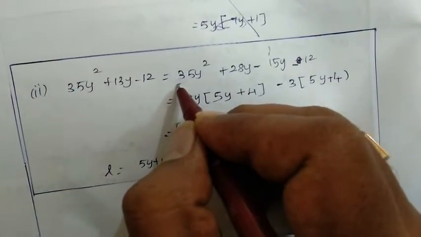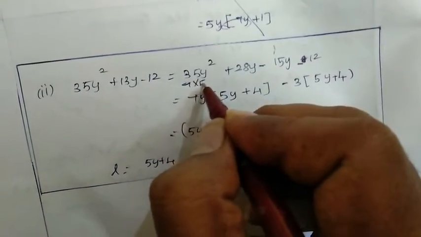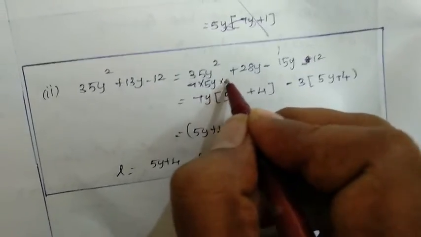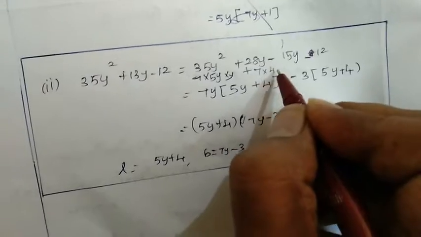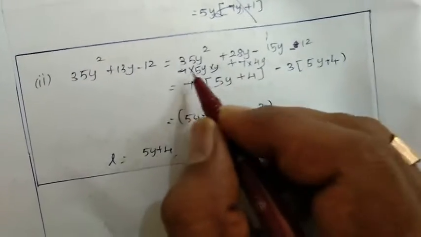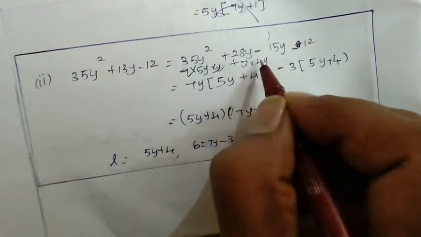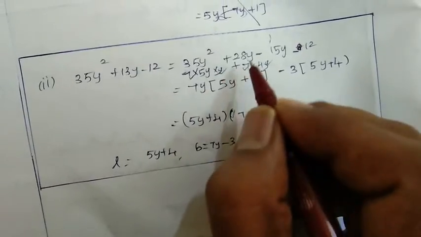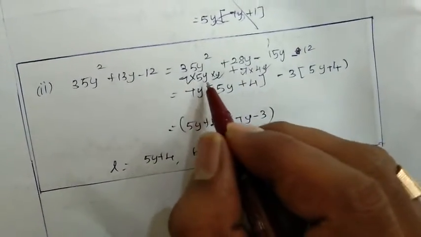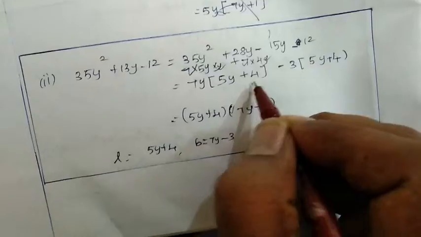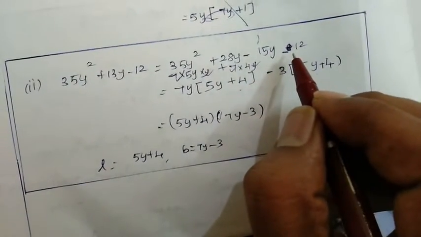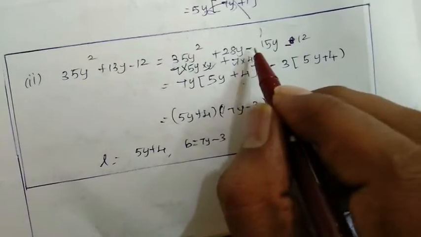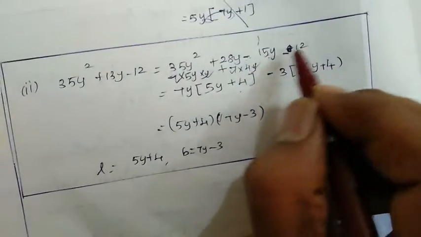Further this one we can write 7 into 5y into y plus 7 into 4y. So now 7y is a common. Factorize. So 7y common, remaining 5y, here 4. Right. Here minus 15y minus 12. So here 15 and 12.